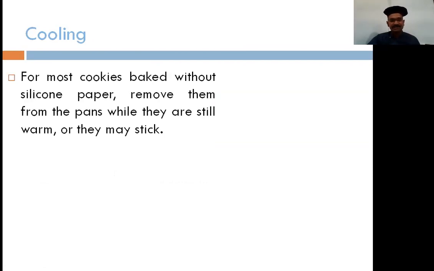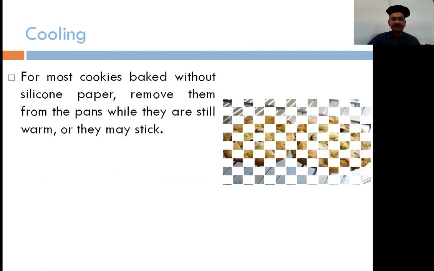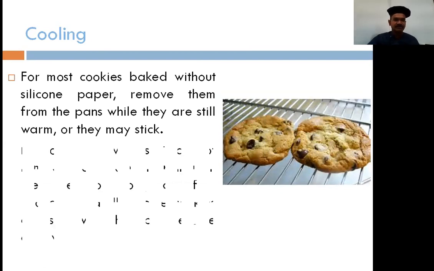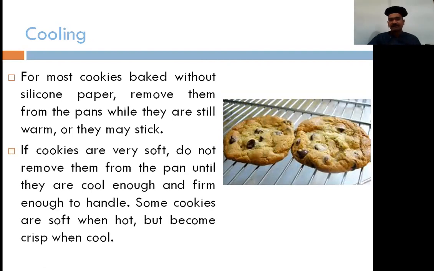The third and last segment is how do you cool a cookie? For most cookies baked without silicone paper, remove them from the pan and put them on a wire rack while they are still warm. As they cool, they get the texture you are looking for. It is okay if the cookies are very soft. Do not remove them from the pan until they are cool enough and firm enough to handle. Some cookies are soft when hot, but they become crispy when they cool. Okay, very important.